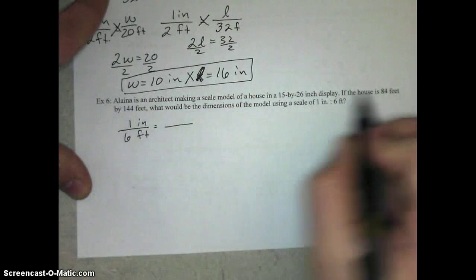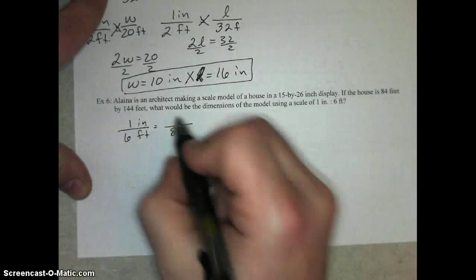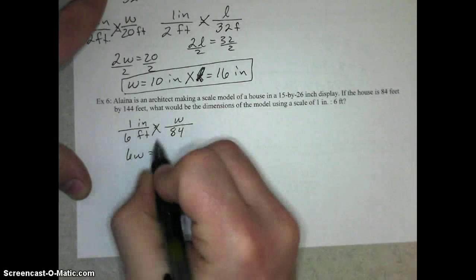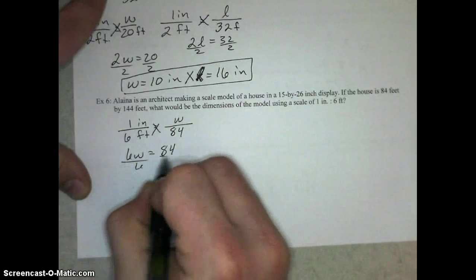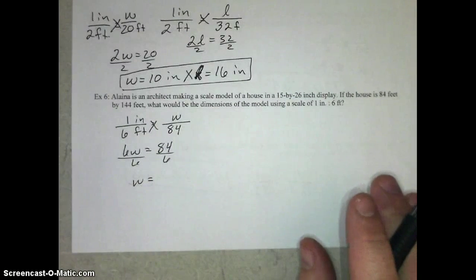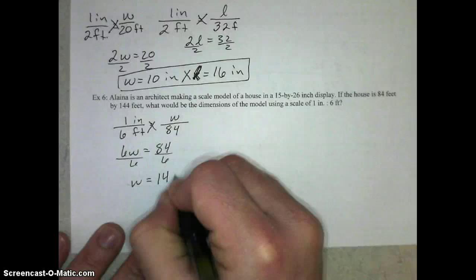Okay, first let's take the 84. This is our width measurement. And so we're going to cross multiply again. 6W equals 1 times 84, or 84. So we divide by 6. And we get 14 inches.